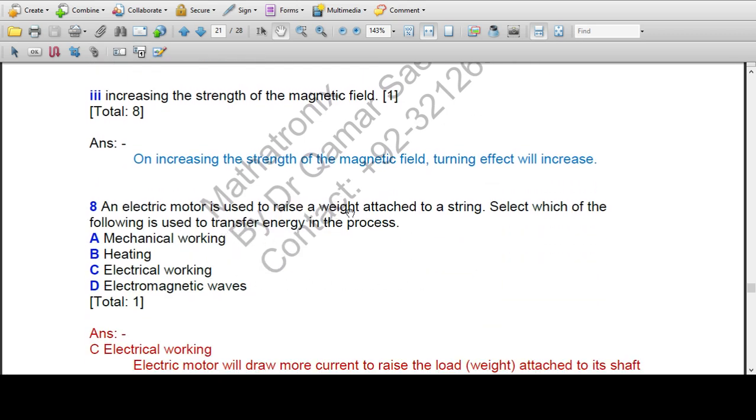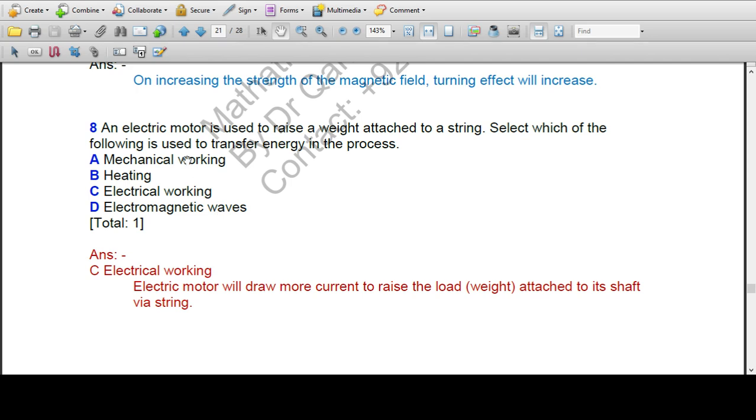An electric motor is used to raise a weight attached to a string. Select which of the following is used to transfer energy in the process. So in the electric motor, the motor works to transfer electrical energy into mechanical energy. The electric motor will draw more current to raise the load attached to its shaft via string, and this electrical energy is used to do some mechanical work.